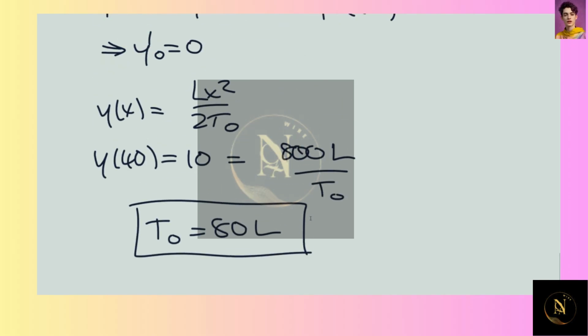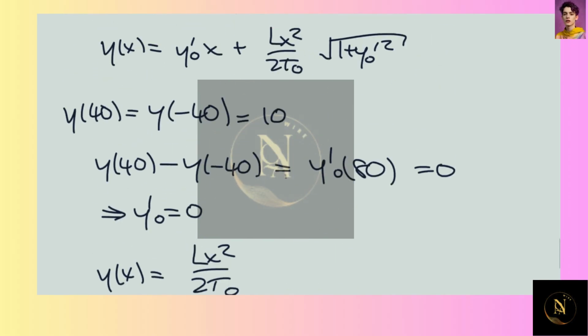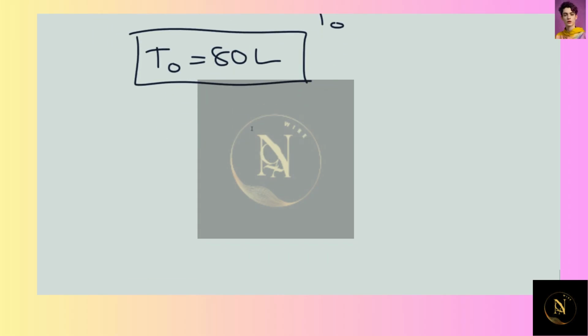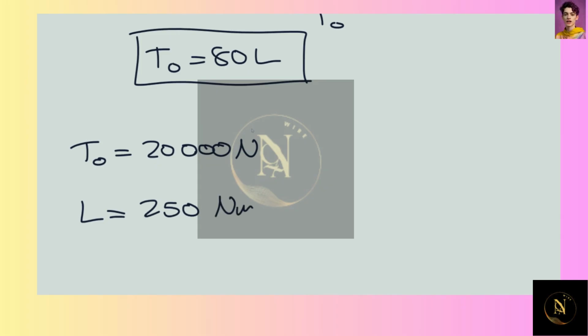Now remember, L is this loading parameter that we don't know. But what we do know is that the tension at the lowest point is 20 kilonewtons. So that tells us that T naught is 20,000 newtons. So L is that divided by 80, which is 250 newtons per meter.